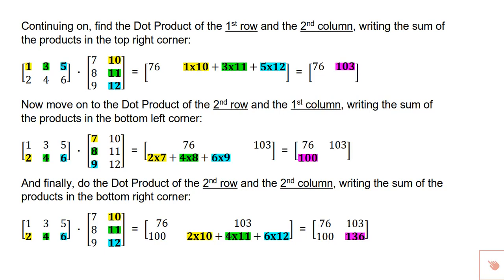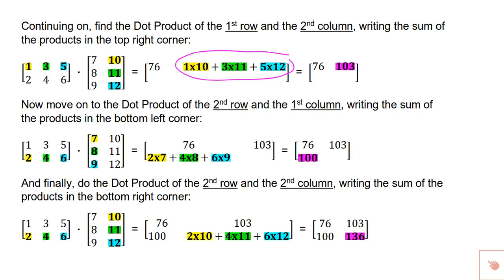Again, stick your fingers out in front of you as if you're going to pinch the screen. Put your pointer finger over top of the yellow 10 and your thumb over top of the blue 12. Twist your hand and scooch it over. So now your pointer is on top of the yellow 1 and your thumb is on top of the blue 5. That'll tell you that 10 matches with 1, 11 matches with 3, and 12 matches with 5. And you can see that we go ahead and multiply each of those matching members, add them together, and write it in the top right corner because that is the first row, second column of the resulting matrix.